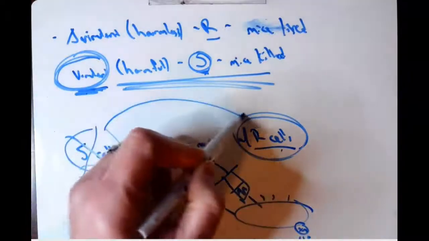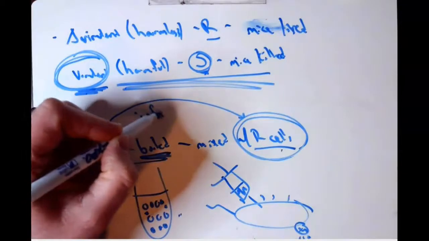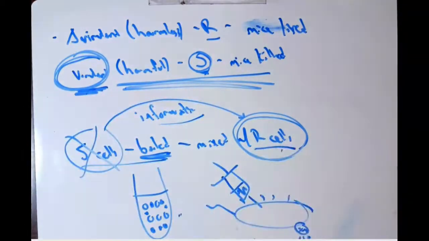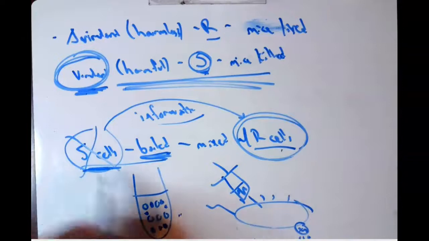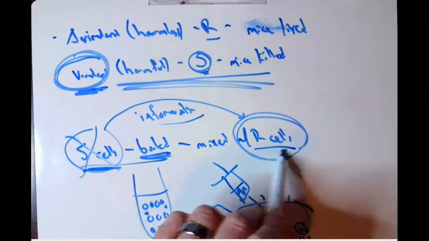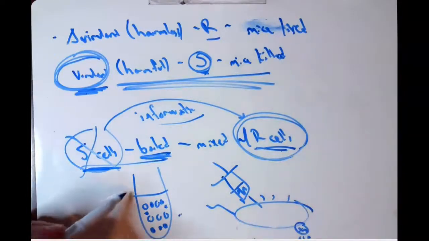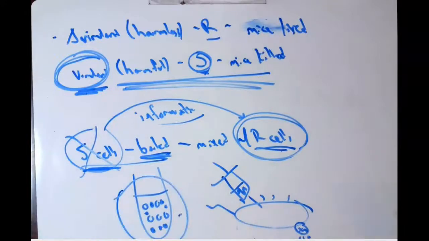So somehow information had been transferred from the S cells to the R cells so that this mouse could be killed. In other words, the residual information from these dead S cells taught the R cells how to be virulent. So Avery knew he was on the right path. Somewhere in that boiled S cell mix were the molecules that contained the information for virulence.